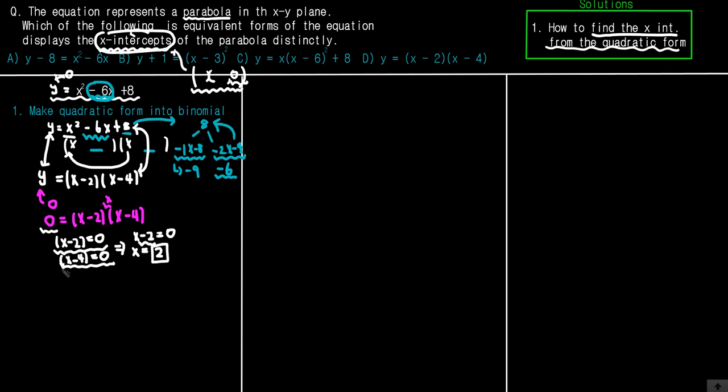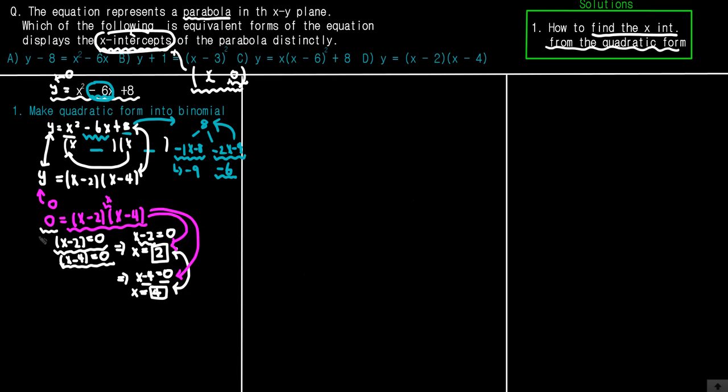Let's think about x minus 4. x minus 4 is equal to 0, which means if we add 4 to both sides, we get x is equal to 4. 2 and 4 are the values which are the x-intercepts, which means if we make a quadratic formula for this, it shows our value 2 and then our value of 4.